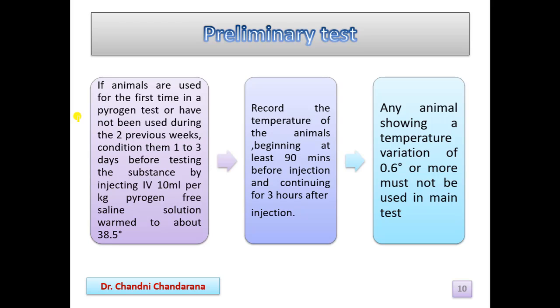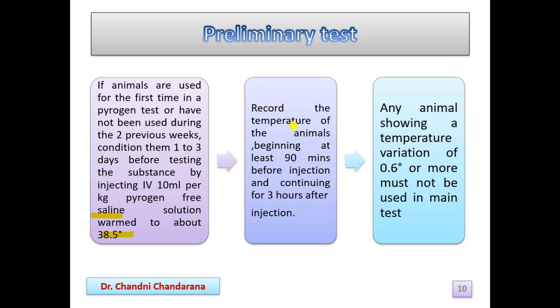So there are two tests. Firstly, we have to do a preliminary test, to see if the rabbits are eligible. If the preliminary test is passed, then and only then will we go ahead with the main test. Now first, if animals are used for the first time in a pyrogen test or have not been used during the 2 previous weeks, we condition them 1 to 3 days before testing the substance by injecting IV 10 ml per kg pyrogen-free saline solution, which is warmed to about 38.5 degrees centigrade.